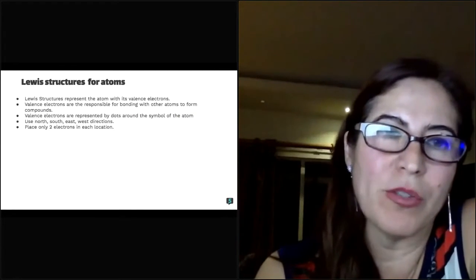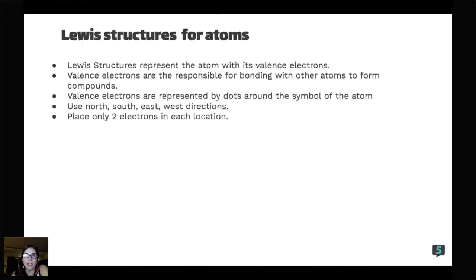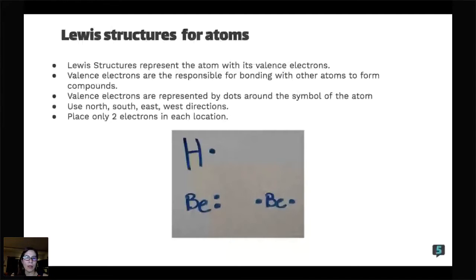So we represent them, as you already know, with dots around the symbol of the atom. And it's a common practice to use north, south, east, and west locations. So for example, here we have hydrogen, and here we have beryllium with its valence electrons. It's fine to place the dots together, like in any of these locations, or to place them in opposite locations. So it would be fine as well to have north and south instead of east and north locations. Perfectly fine.